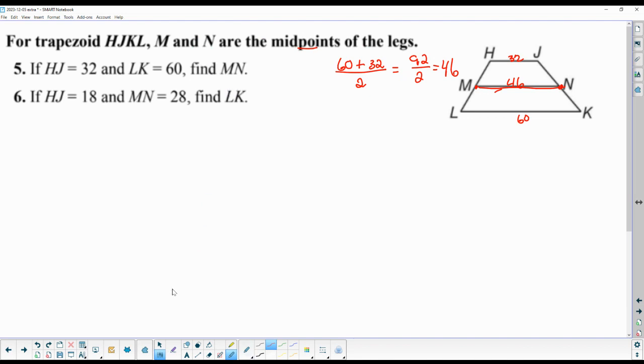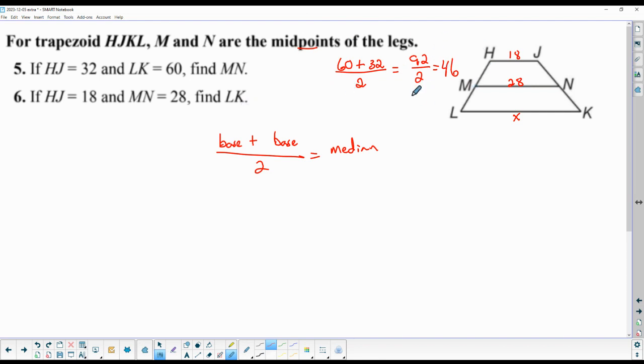All right, now that we know this, let's erase our measurements here because we're going to do the next problem. And let's see, should be the same essential setup. HJ is 18. But this time it gives us MN, and it wants us to find LK. So the setup is basically the same. Notice in this setup, we took one base and we took the other base. We added them together. We divided by 2 and it equaled the median. Right? That's what we did up here.